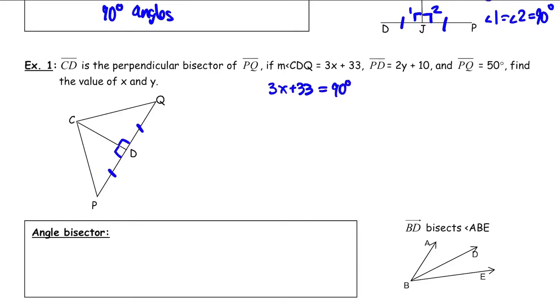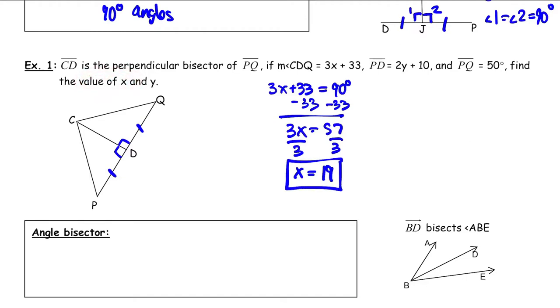And we'll go ahead and solve that. Subtract 33 from both sides. That gives me 3x equals 57. Let's divide by 3. And x equals 19. All right, so I found the value of x. Now it says PD is 2y plus 10 and PQ is 50. So PD, this is PD, and this is PQ.